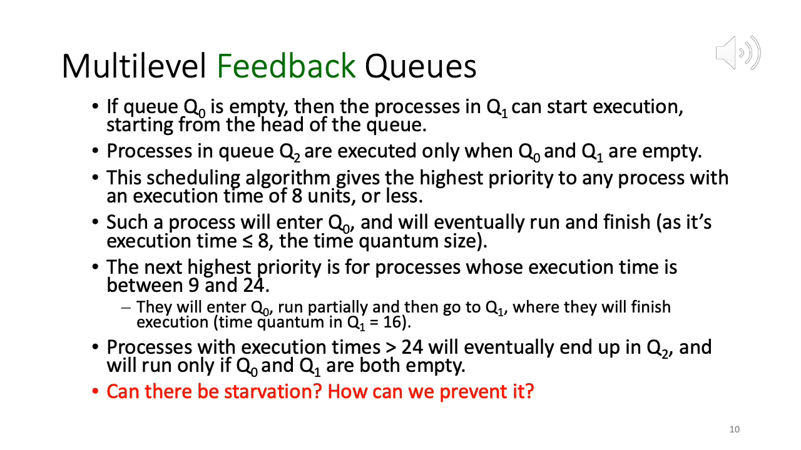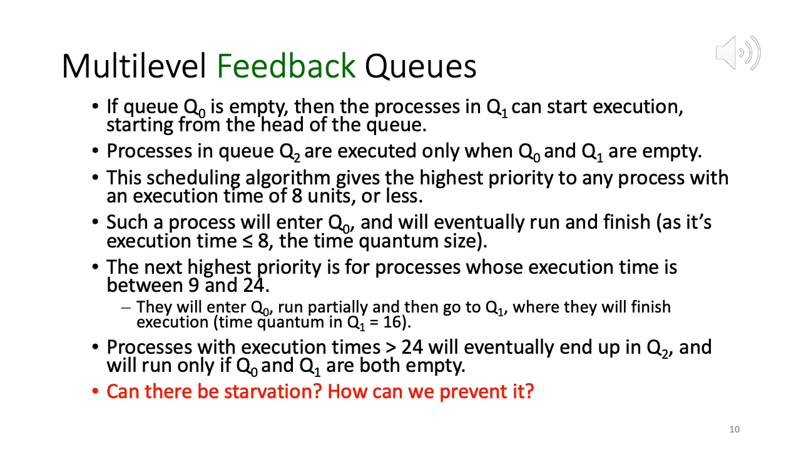So now I am on slide 10. Here we are just putting in words what we discussed. If Q0 is empty, then a process in Q1 starts execution. So that's another thing. How do we distinguish between the queues?